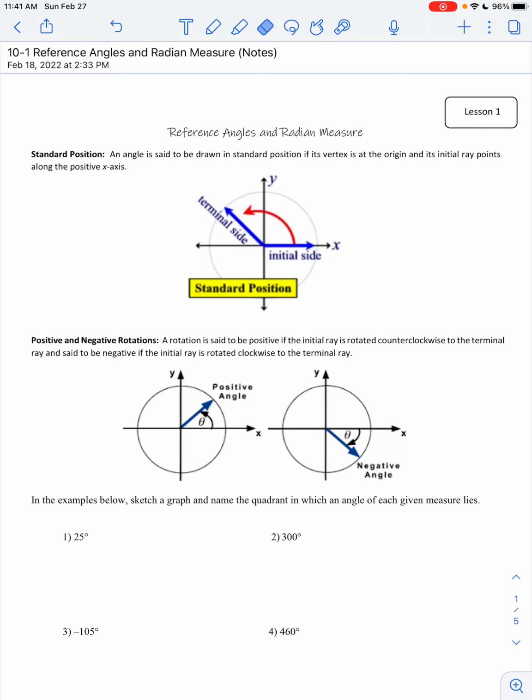So the first thing that we're going to talk about today is what it means to be a standard position angle. An angle is said to be drawn in standard position if its vertex is at the origin and its initial ray points along the positive x-axis. So when you draw an angle in standard position, remember that your initial side is always going to be drawn on the positive x-axis here, and your vertex is always going to be 0, 0.